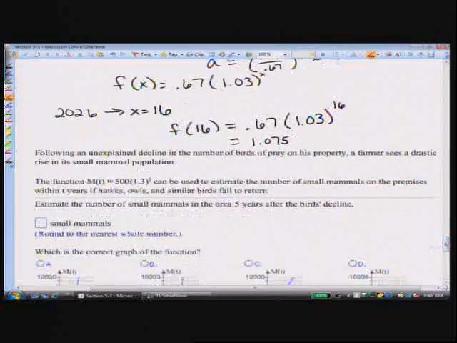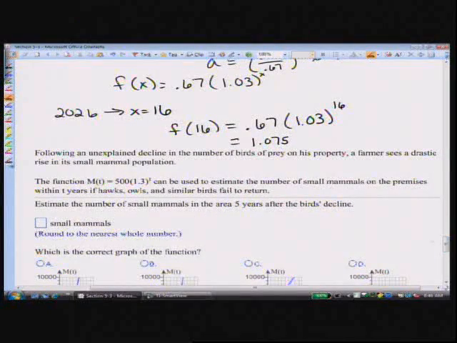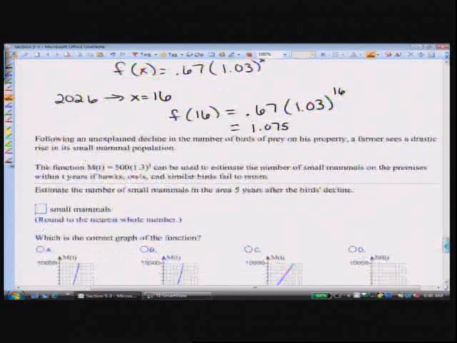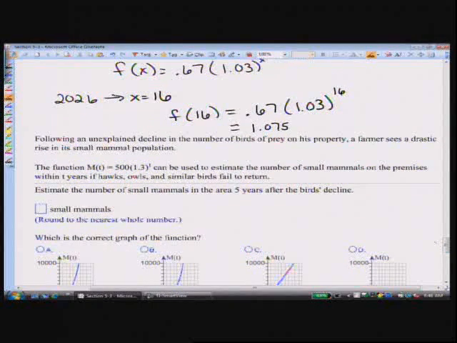Okay, following an unexplained decline in the number of birds of prey on his property, a farmer sees a drastic rise in small mammal population. Small mammals, what are those? Yuck. Rats or mice, right? The function m of t equals 500 times 1.3 to the t can be used to estimate the number of small mammals on the premises. 500 is initially, t years if hawks, owls, and similar birds fail to return. Estimate the number of small mammals in the area 5 years after the birds decline.